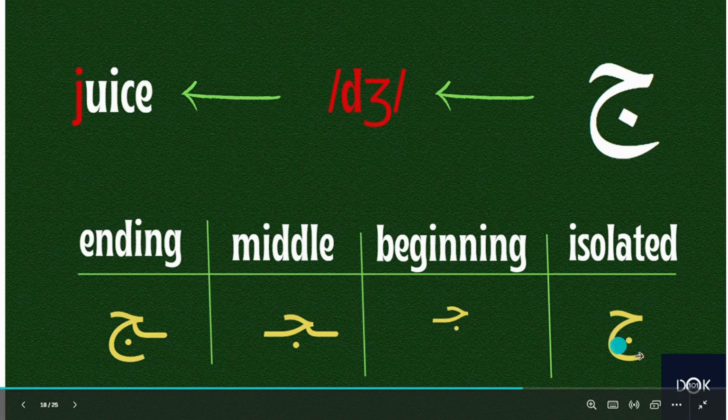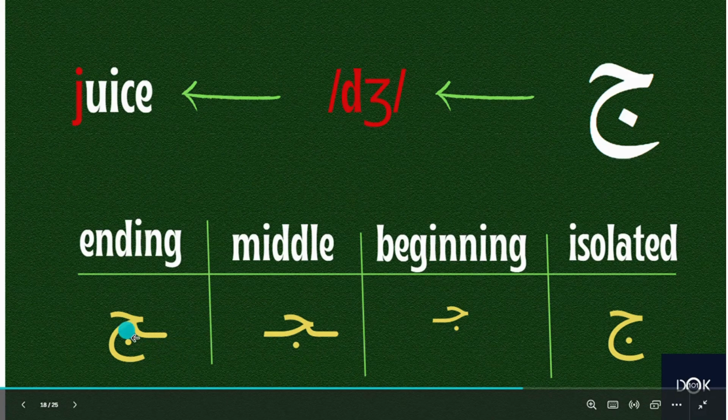The only time the dot of the Jim will be in its tummy is when it comes in an isolated form or when it comes at the end of the word. Anyway, when Jim appears in the middle of the word, it will be joined to the letter before it as well as the letter that follows Jim. So Jim, just like the three letters we did, ba, ta, tha, will be connected to both the letter prior to it and the letter that follows it.